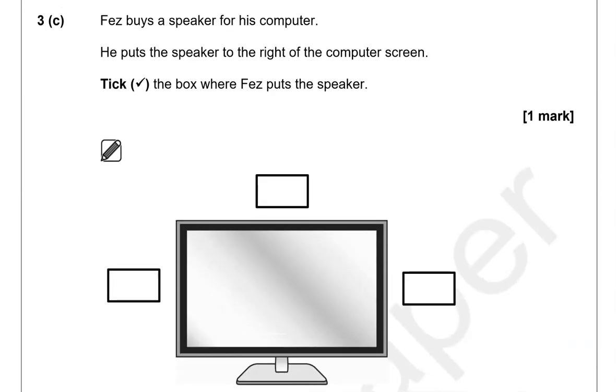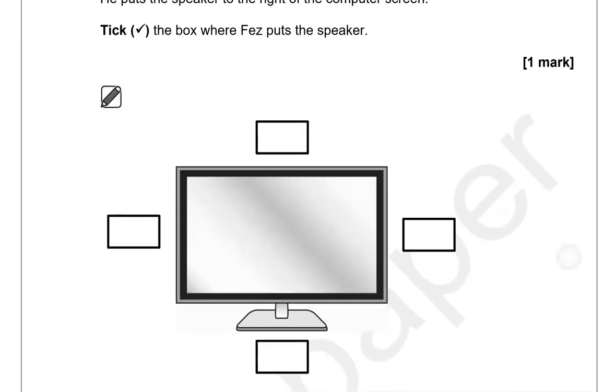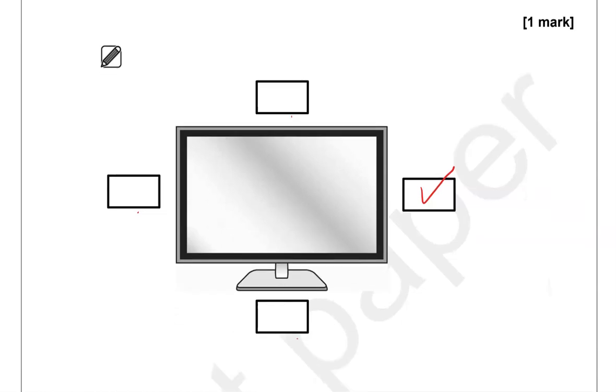Fez buys a speaker for his computer. He puts the speaker to the right of the computer screen. Tick the box where Fez puts the speaker. So to the right, that is this box here. This one is to the left, this one is under, this one is above. So the only correct option is the one we've just ticked to the right.